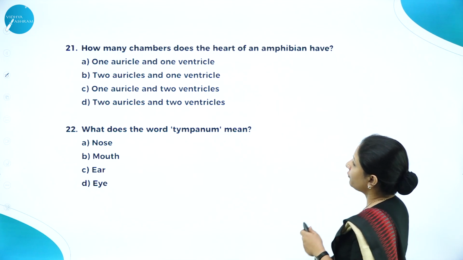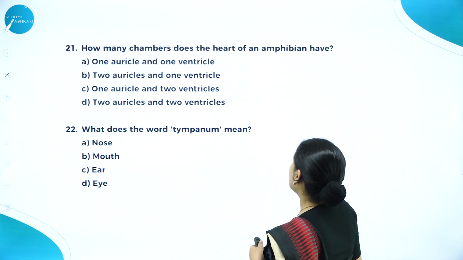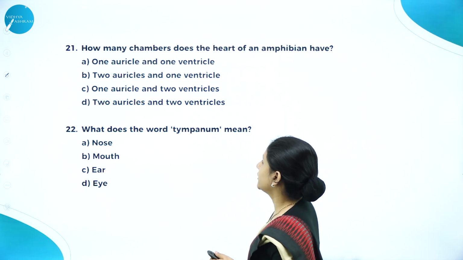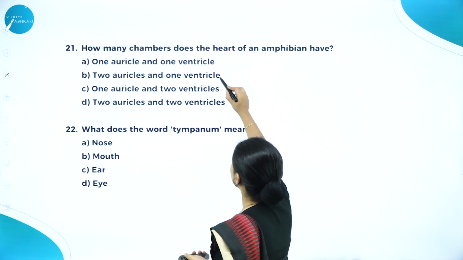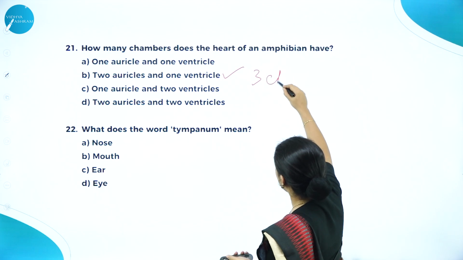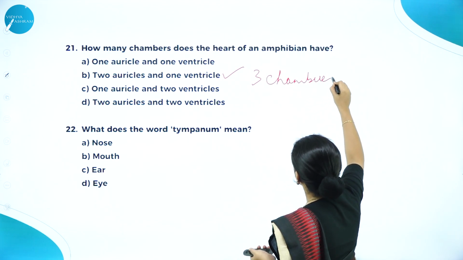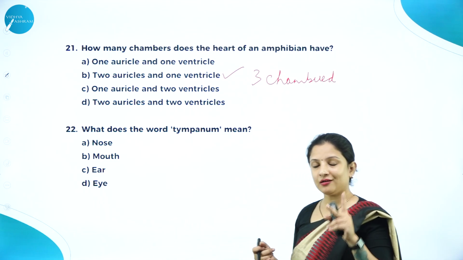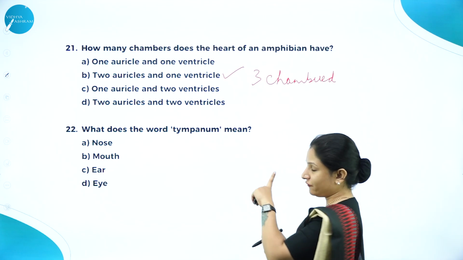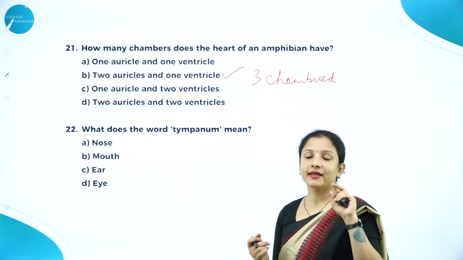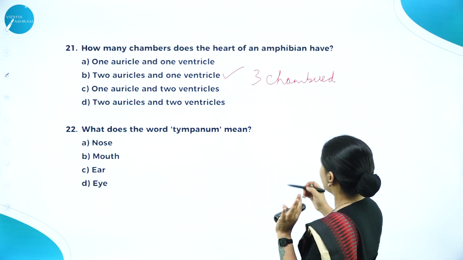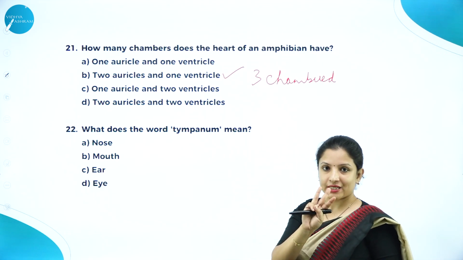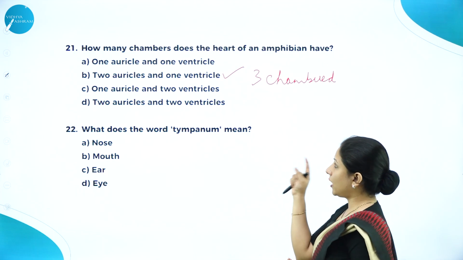Next, moving further, how many chambers does the heart of an amphibian have? One auricle and one ventricle, two auricles and one ventricle, one auricle and two ventricles, two auricles and two ventricles. It is two auricles and one ventricle. Therefore, they have a three-chambered heart. Cyclostomes, chondrichthyes and osteichthyes have a two-chambered heart wherein there is one auricle, one ventricle. Amphibians, for example the frog, have a three-chambered heart made up of two auricles and one ventricle. Even reptiles also have a three-chambered heart, that is two auricles and one ventricle.